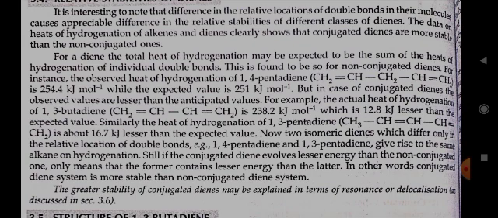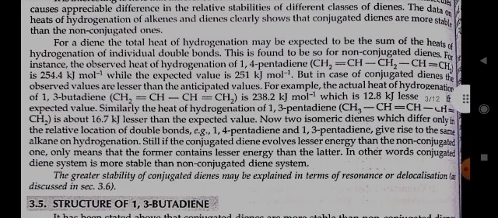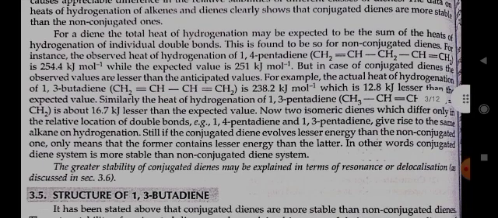This is found to be so for non-conjugated dienes. For instance, the observed heat of hydrogenation of 1,4-pentadiene is 254.4 kJ/mol, while the expected value is 251 kJ/mol. But in case of conjugated dienes, the observed values are lesser than the anticipated values. For example, the actual heat of hydrogenation of 1,3-butadiene is 238.2 kJ/mol, which is 12.8 kJ lesser than the expected value. Similarly, the heat of hydrogenation of 1,3-pentadiene is about 16.7 kJ lesser than the expected value.